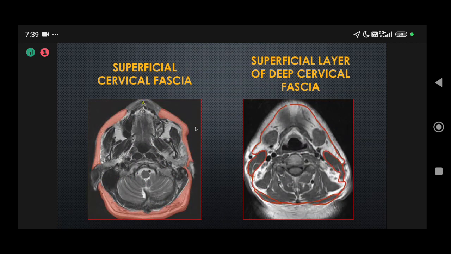This is how you can see on MRI the superficial cervical fascia, which encloses the platysma and the subcutaneous tissue, and this is the superficial layer of deep cervical fascia. This is how it is seen on MRI.